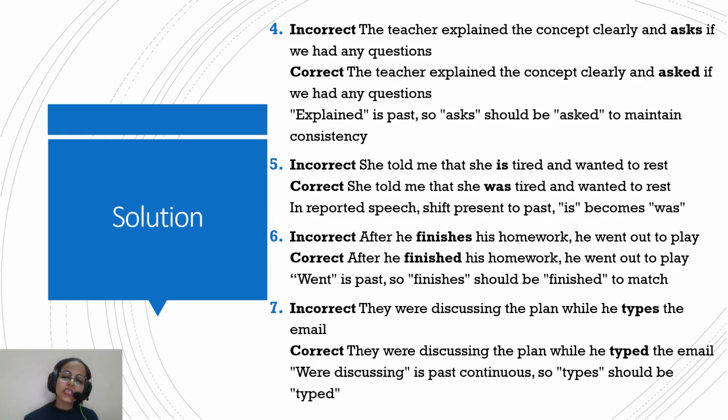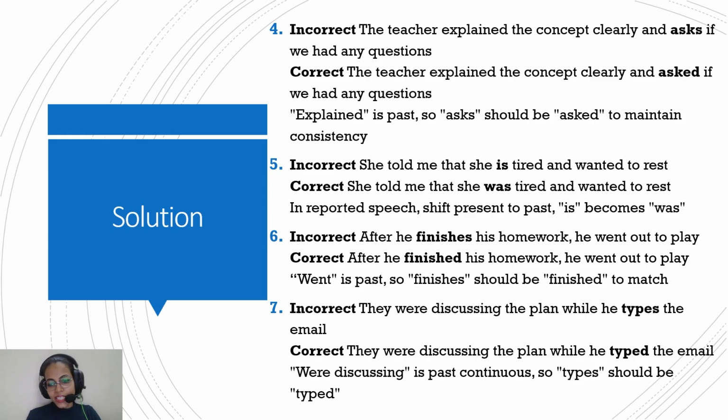Question 6. After he finishes his homework, he went out to play. Now finishes and went, they don't know each other because they do not belong to the same caste, that is, the same tense. So very casteist approach to English grammar we are taking. So the correct sentence would be, after he finished his homework, he went out to play. So finished and went, now they understand each other because they both belong to the past tense. Finishes and went did not recognize each other because they do not belong to the same biradari, that is, the same tense. So went is past and finishes should become finished to become past, so that their kundlis match and they get married.